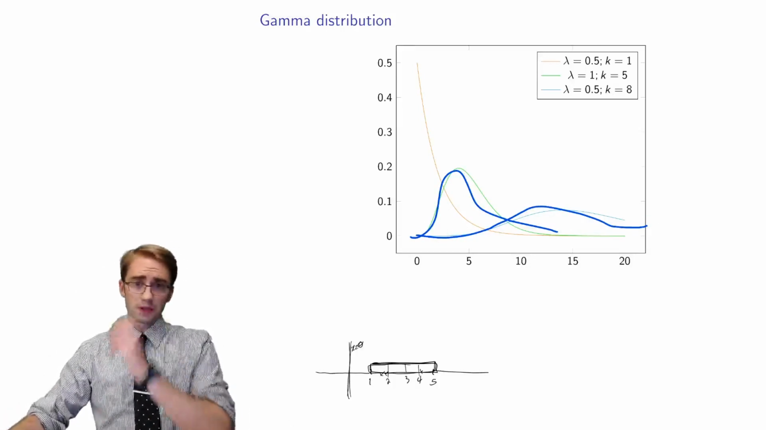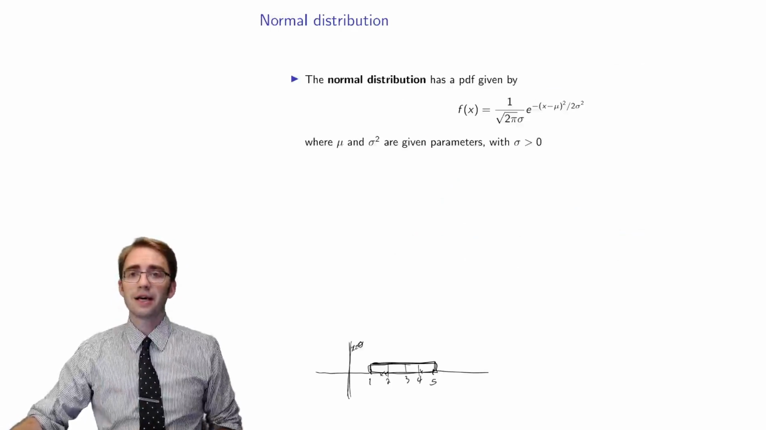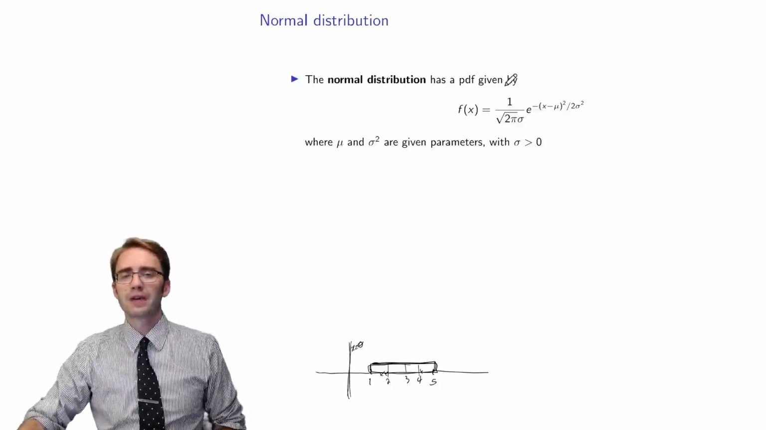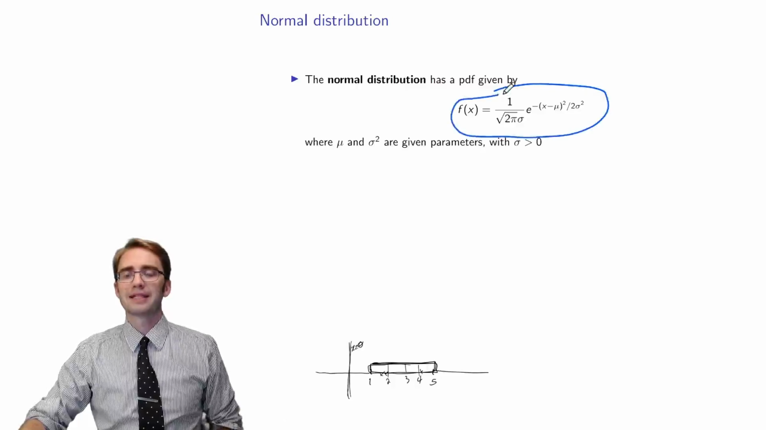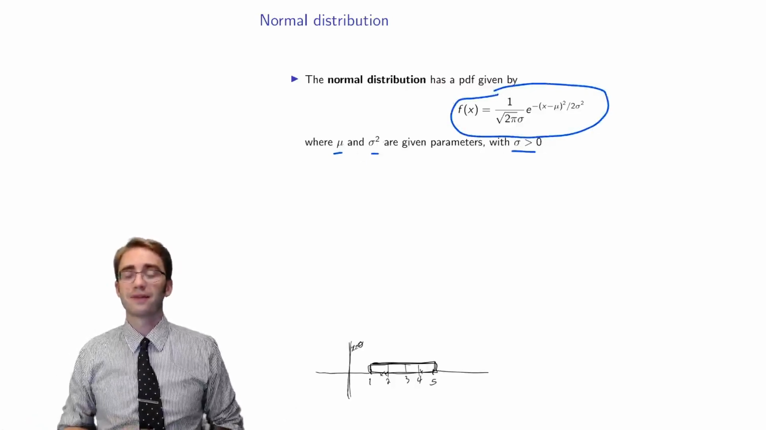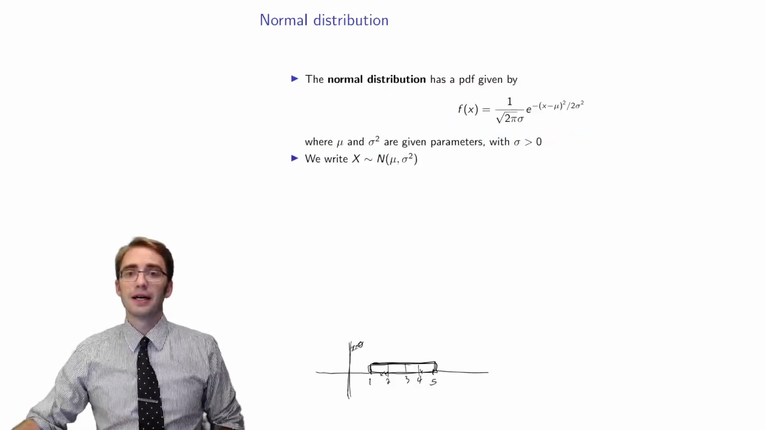The normal distribution, also known as the Gaussian distribution, you've probably seen this. It has a PDF given by this thing. It depends on two parameters, mu and sigma squared. Sigma is typically required to be positive. We would write that as X tilde N for normal, with mu and sigma squared.